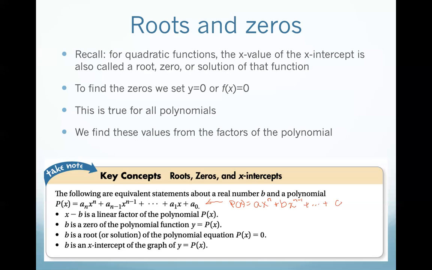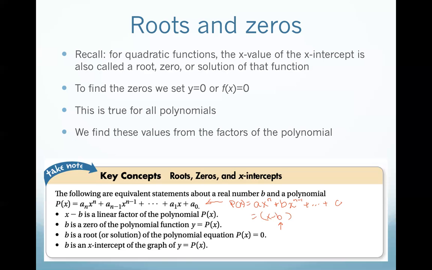So x minus b is a linear factor of the polynomial p of x. That means when I factor p of x, I get something I can call x minus b, whether it's x minus 5, x minus 12, x plus 3. Those are all factors. Then we know that b, that value that we subtracted there, is a zero of a polynomial. We can also call it a root of a polynomial, a solution of the polynomial, or the x part of the x-intercept for the same polynomial.